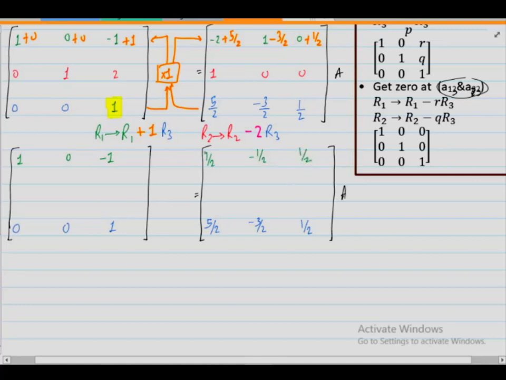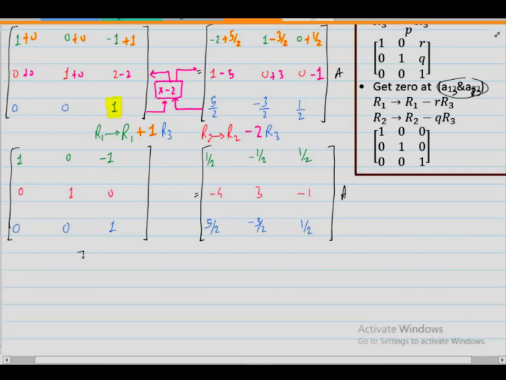Now the next process, in which we have to multiply the third row by minus 2 and add it to the second row. So here we'll get plus 0, 0 and minus 2. The same thing on the right side will give us minus 5, plus 3, minus 2, minus 1. So our second row will be 0, 1, 0, minus 4, 3, minus 1.